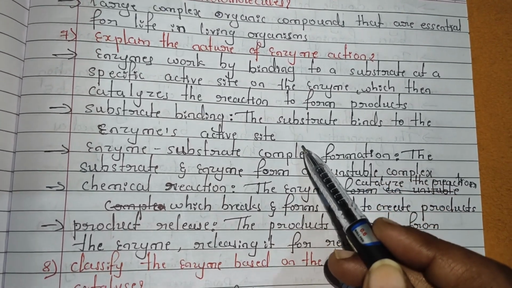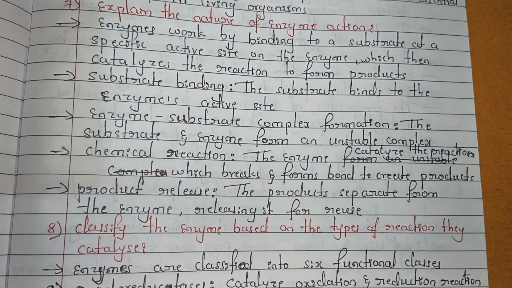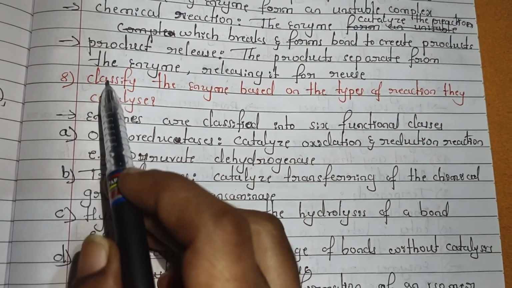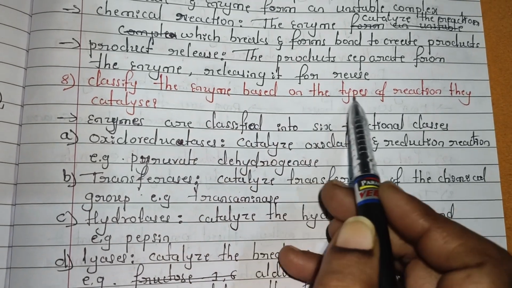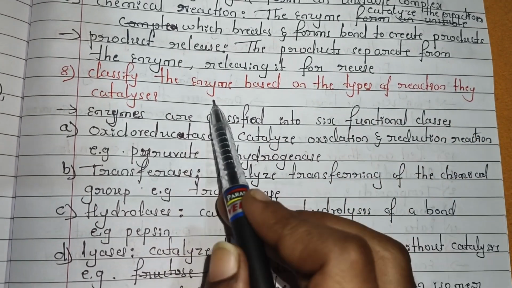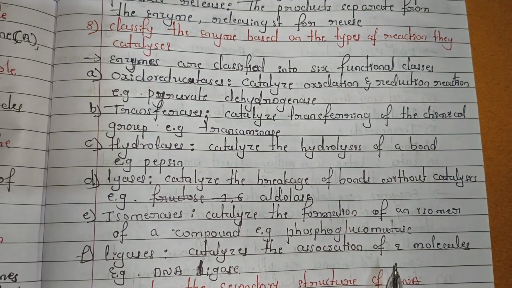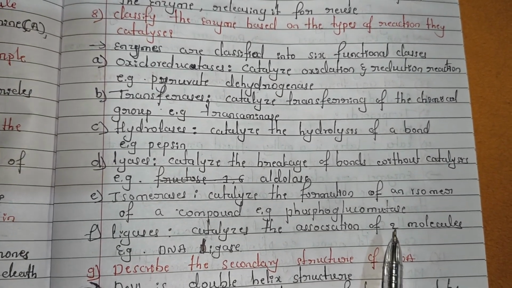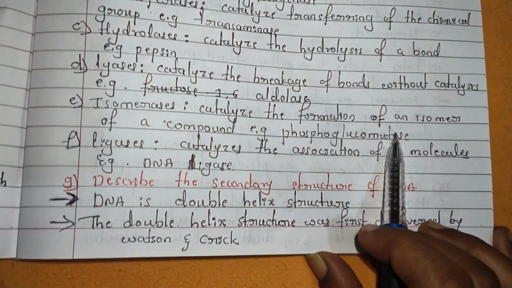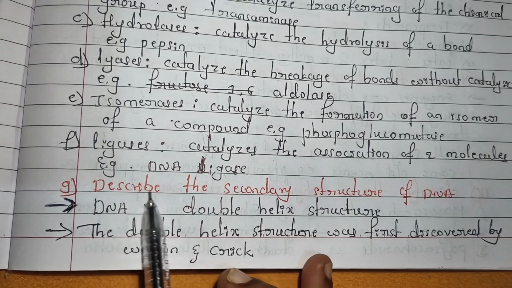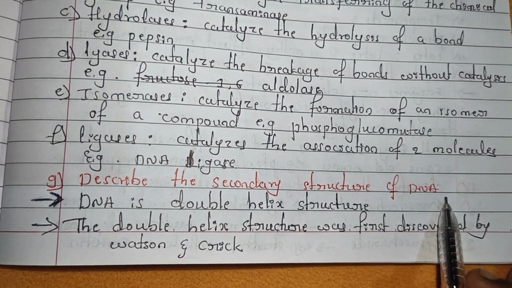These are the points, you can read them. Next question, classify the enzymes based on the type of reaction they catalyze. Here is the answer, you can read it. Next question is, describe the secondary structure of DNA.